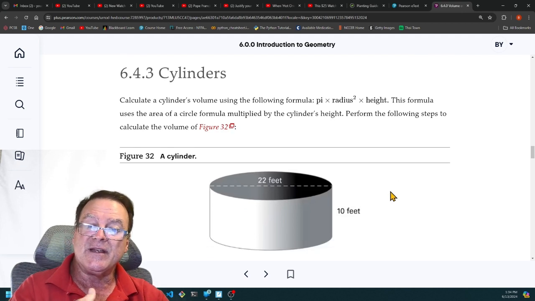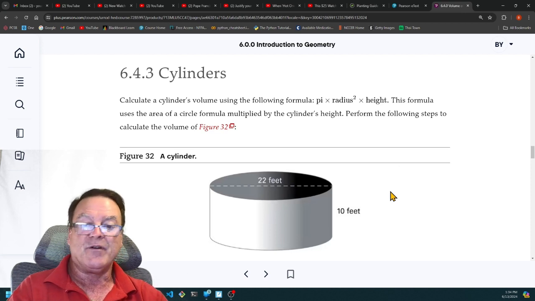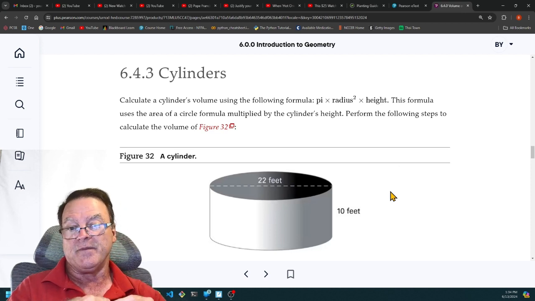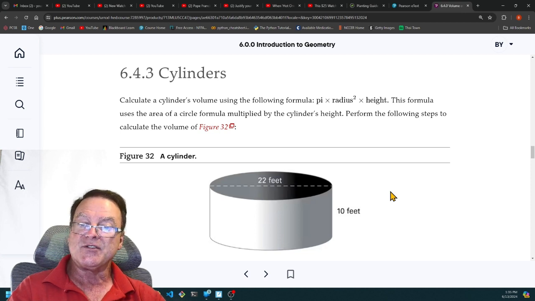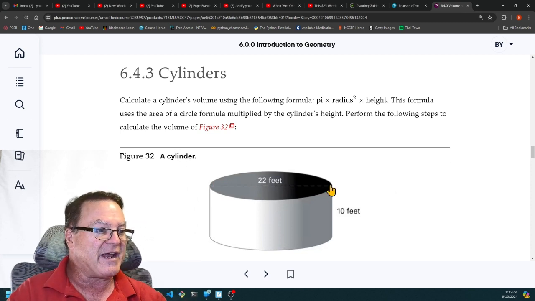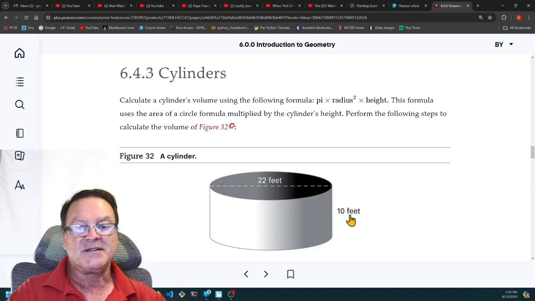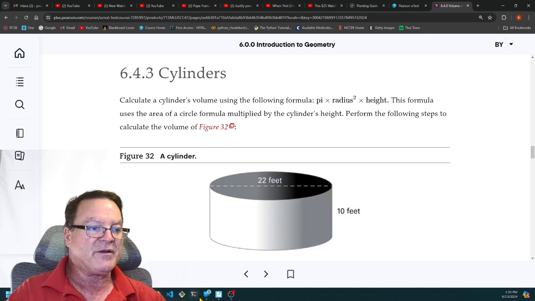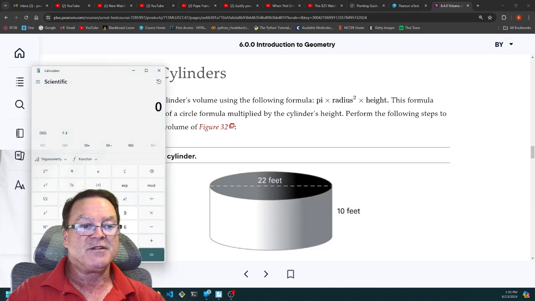Cylinders. Now, a cylinder is a circle that has a 3rd dimension. So we first will find the area of the circle. And we know how to do that. It's the radius squared times pi. And then we'll multiply that times the height given in the same unit of measure. So in this case, they're using 22 feet as the diameter and 10 feet as the height. So our calculator will do half of 22. Remember, it's the radius squared. So 22 divided by 2 equals 11.